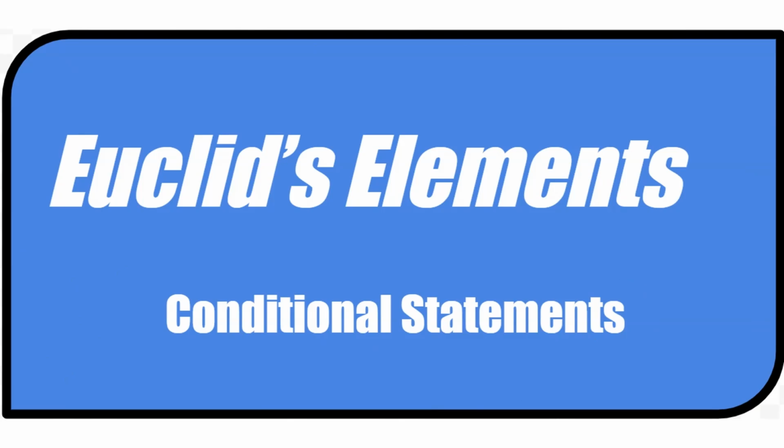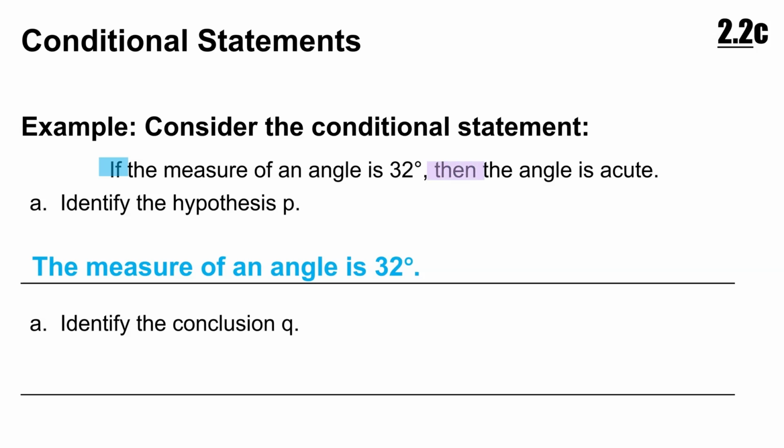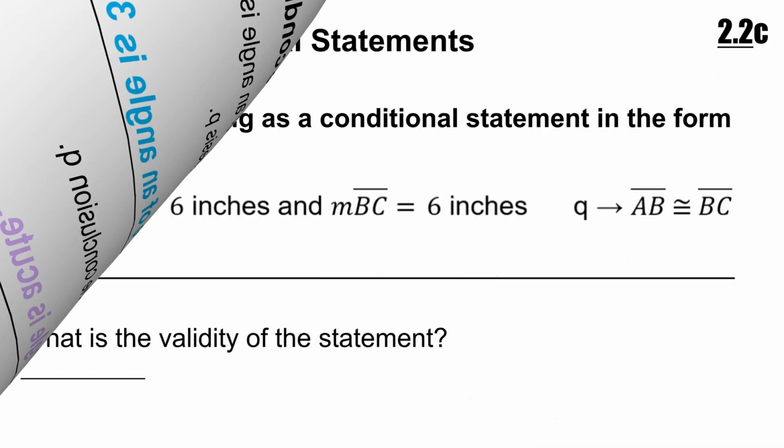This lesson will be about Euclid's Elements, particularly about the parts of a conditional statement, how to write a conditional statement, and using counterexamples. In a conditional statement, the hypothesis starts with the word if, and the conclusion starts with the word then. So the hypothesis in this problem is the measure of an angle is 32 degrees. The conclusion in this problem is the angle is acute.